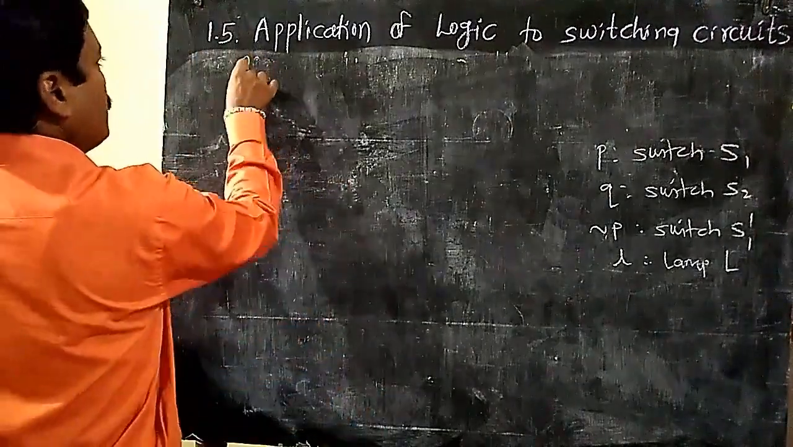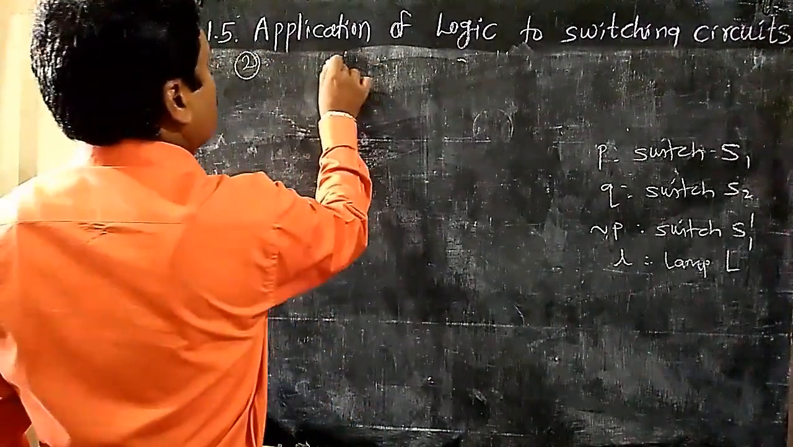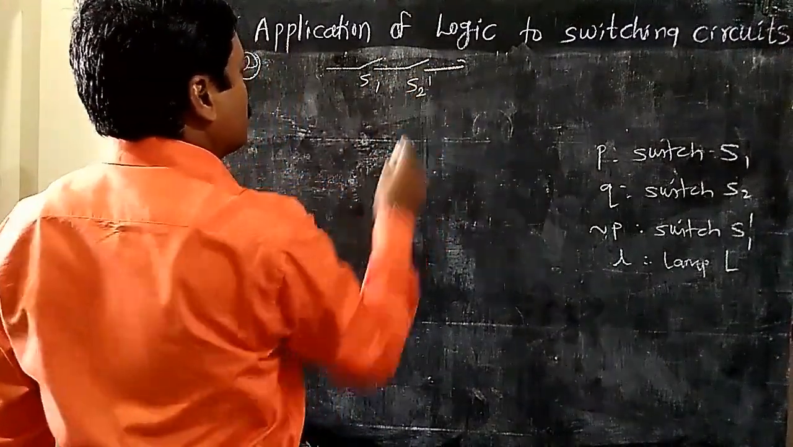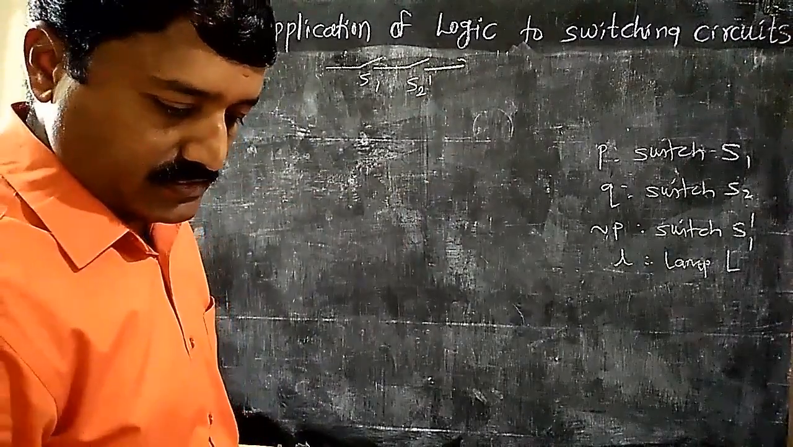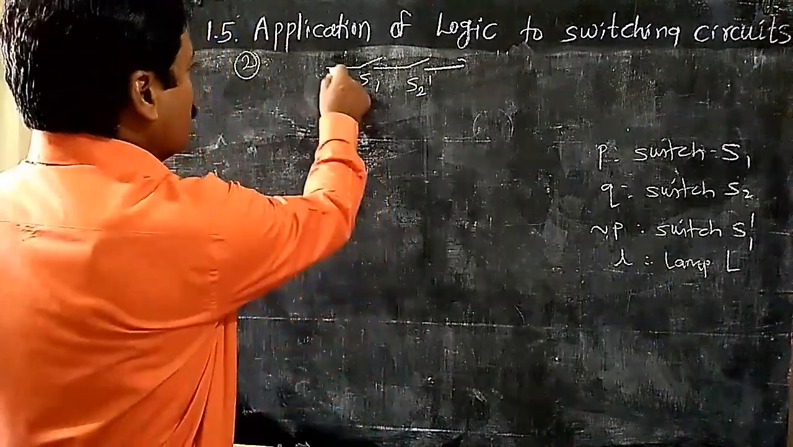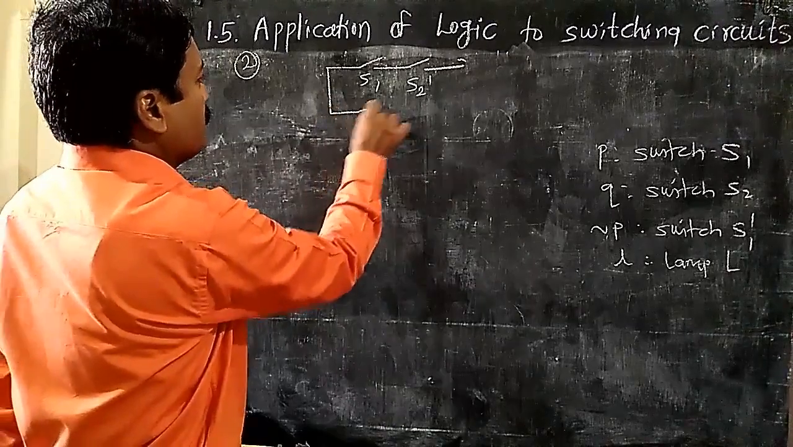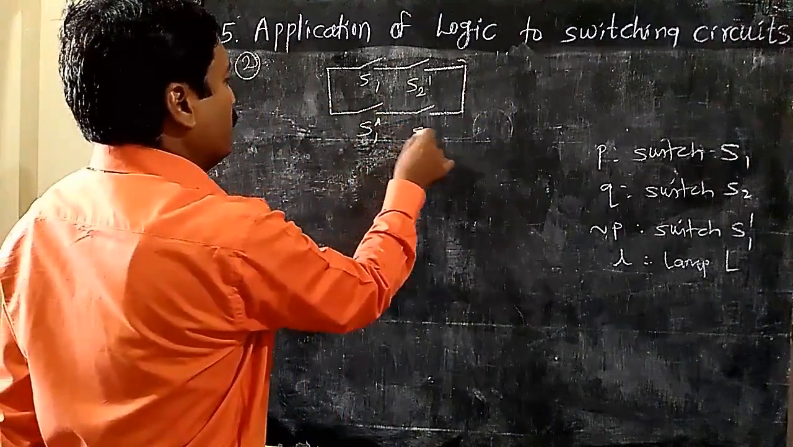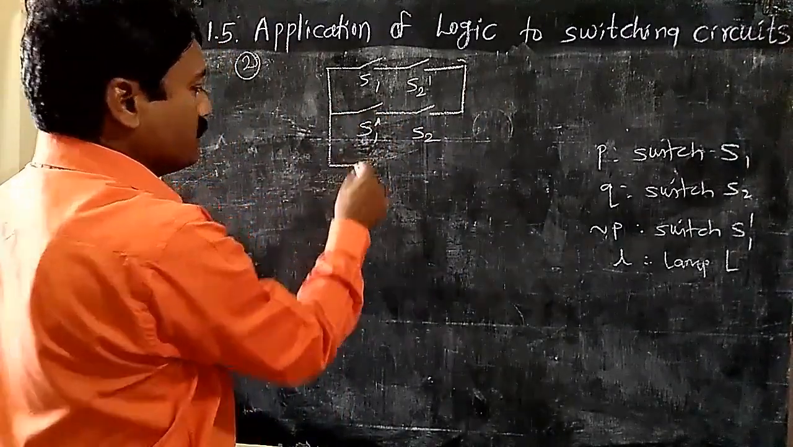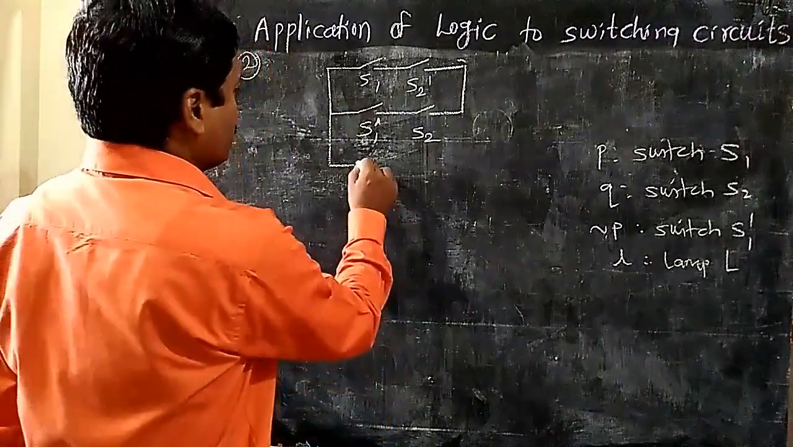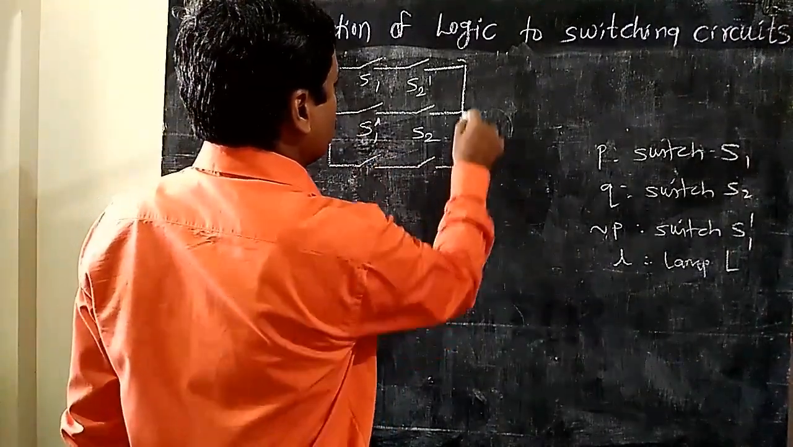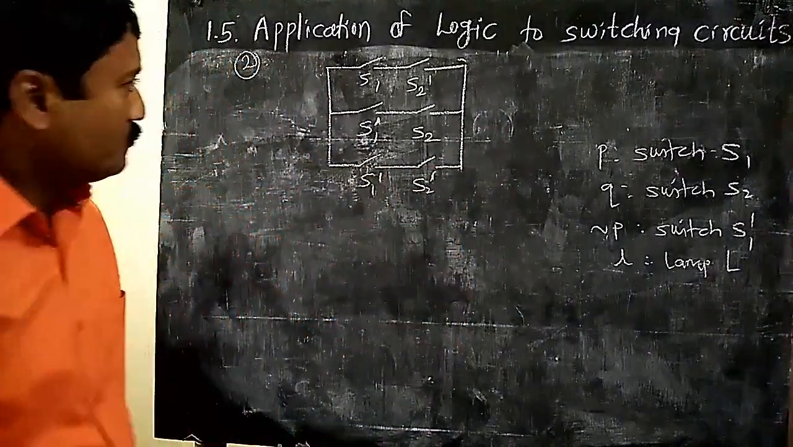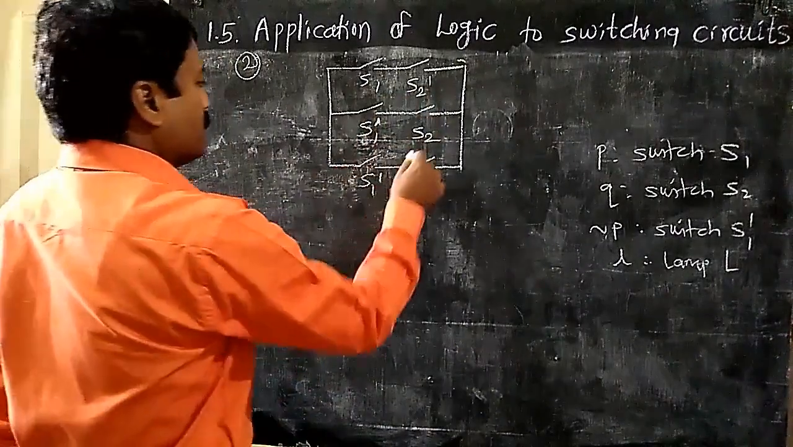S1 dash, S2, example number 2. Switch S1 and S2 dash are in series. Next, S1 dash, S2. Here we have again two switches: S1 dash and S2. Third one, S1 dash, S2 dash. Only two switches are there, but their different combinations are given.